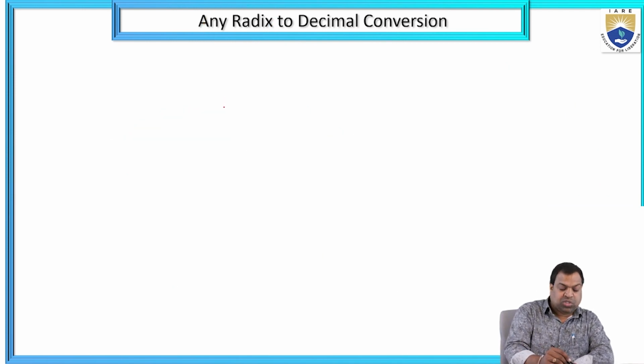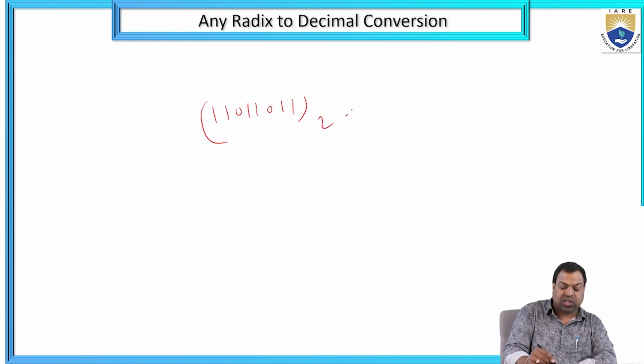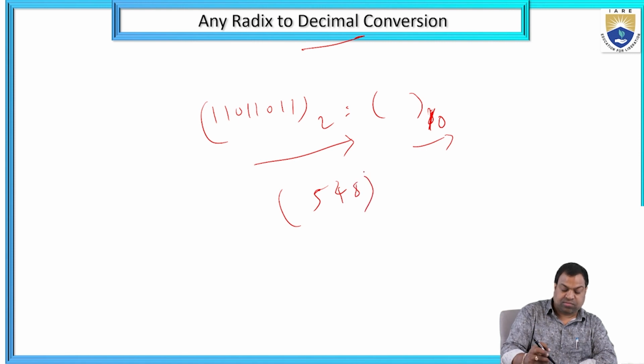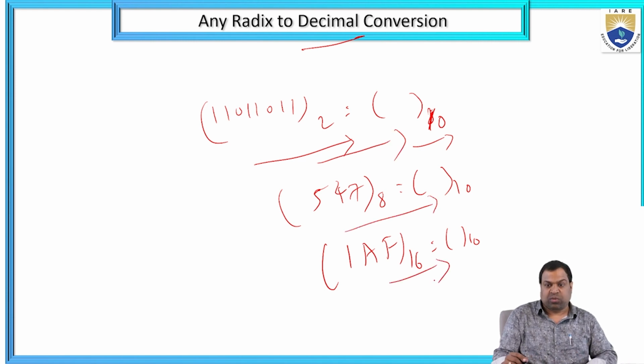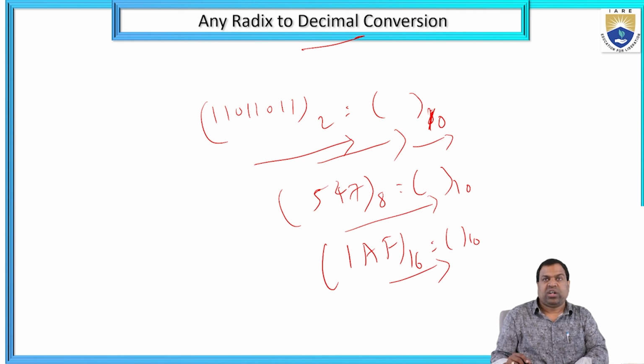Here suppose I am taking binary value 110011 as an example. Earlier I converted this to octal, but here we are going for decimal. Any binary to decimal, any radix. Suppose I am taking 547 base 8, and 1AF base 16 to decimal. So these are the examples we are converting from binary to decimal, octal to decimal, and hexa to decimal. These are the possibilities of any radix to decimal conversion.